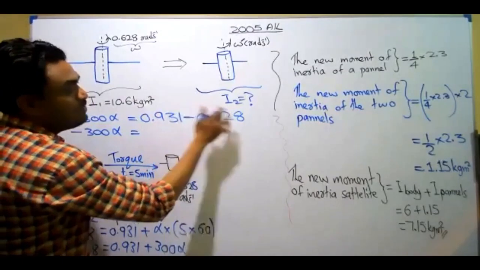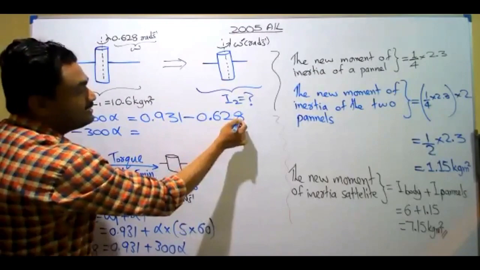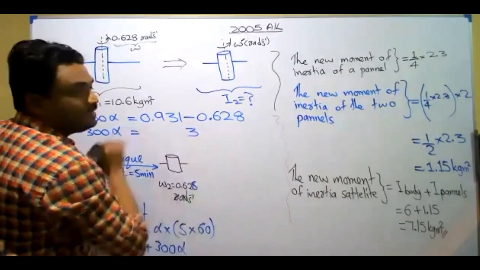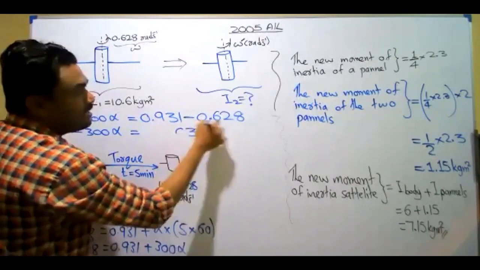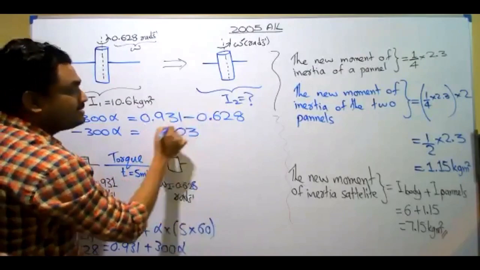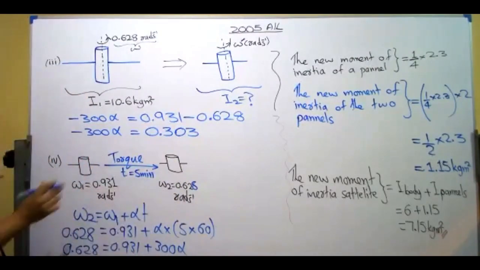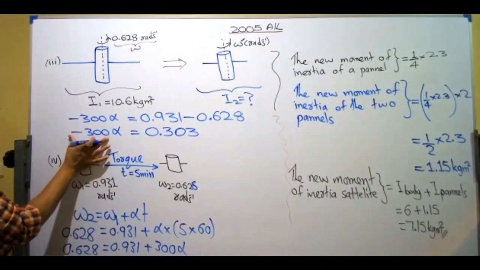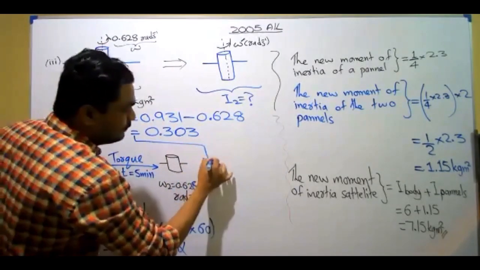This is 1. 1 minus 8 cannot. You have to take 1. So 11 minus 8 is 3. This is 2. 2 minus 2 is 0. This is 9. 9 minus 6 is 3. 0. Like this. Now take 300, minus 300 the other side by cross multiplication. Then you can find alpha.